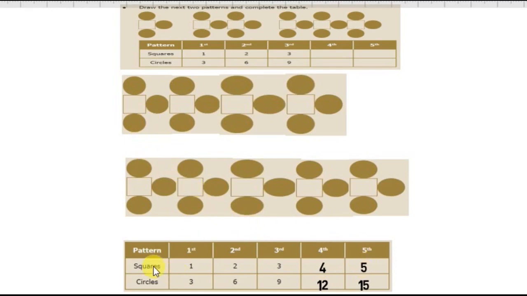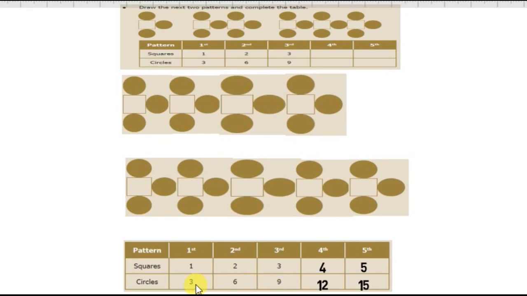How many squares are there in the fourth figure? 1, 2, 3, 4, so 4 squares. Similarly in the fifth figure, 1, 2, 3, 4, 5, so 5 squares. Coming to circles, the first figure has 3 circles, the second figure has 6 circles, and the third figure has 9 circles. This is the pattern they have followed.